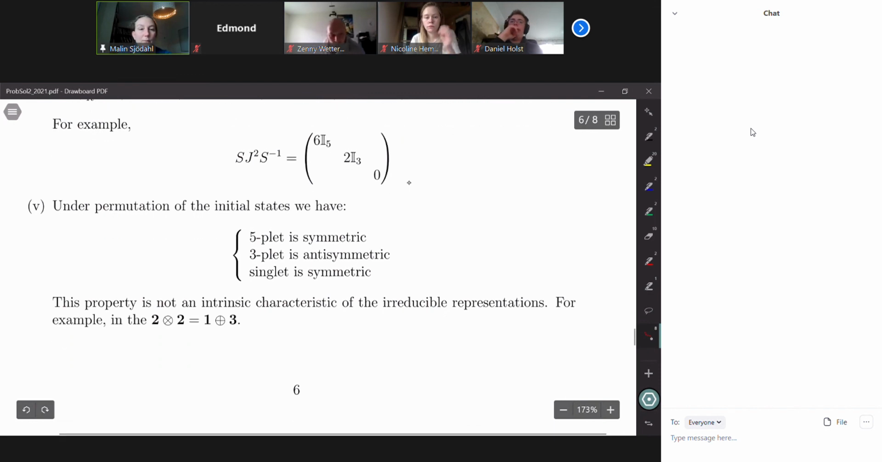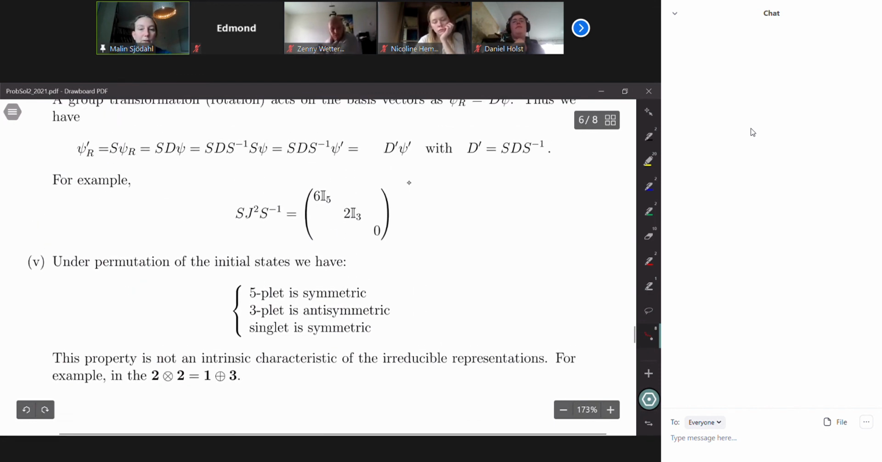The next part we have actually already discussed. So the 5-plet is symmetric, the triplet is anti-symmetric, and one can see that the singlet is also symmetric with respect to exchange of the two spins here.